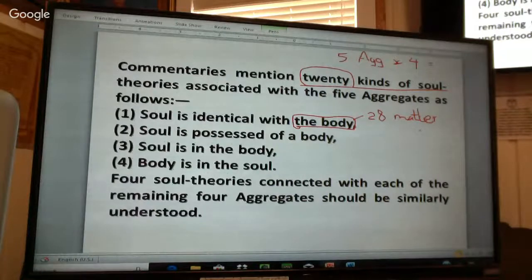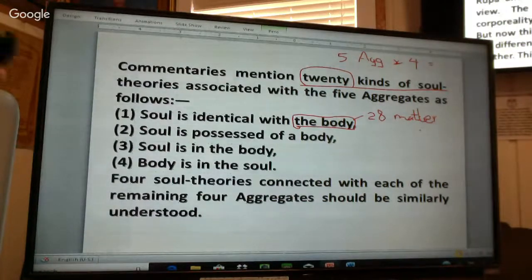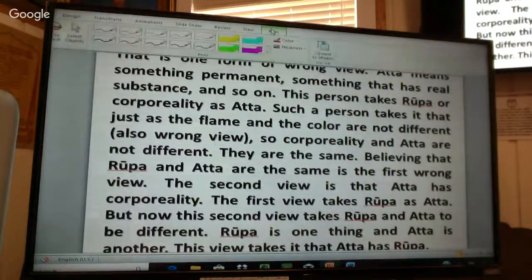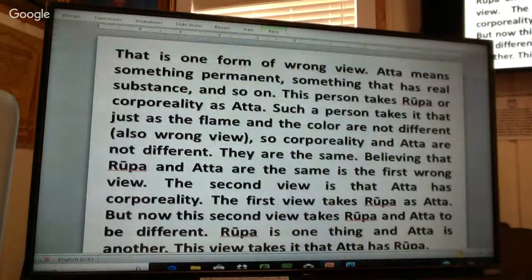So we will take an example, which is easy to understand. That's why we will go to the next one, an explanation with an example of how they are. This is the one for the wrong view. Atta here means something permanent. Permanent means never disappearing, always existing. That's why many people think that when they die, they never die. They go to God.